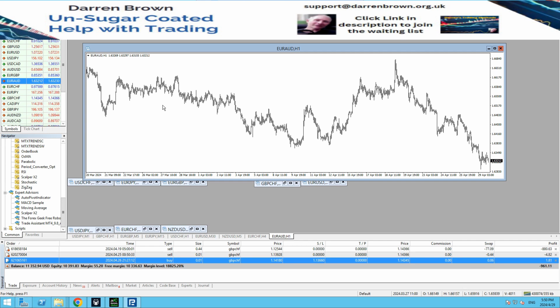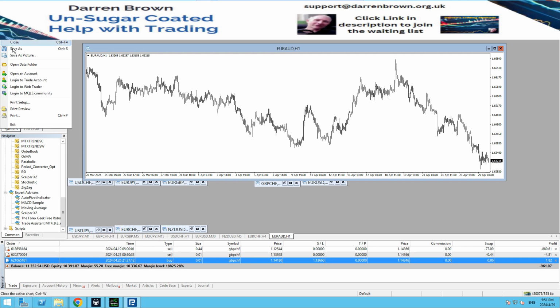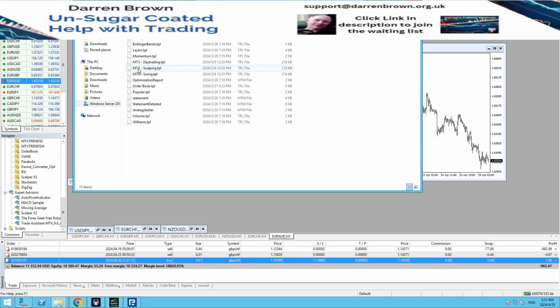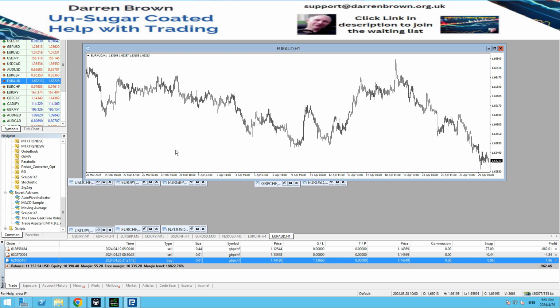Okay, so what we're going to do now is we're going to add the template. Now there's many ways you can do this. This is going to be the easiest way I'm going to show you. So you go to File, Open Data Folder, now go to Templates, right mouse click and paste in that template. So you can see the Forex Trend Sniper Dominator template is now in place. Close this. All right, now you've done that.